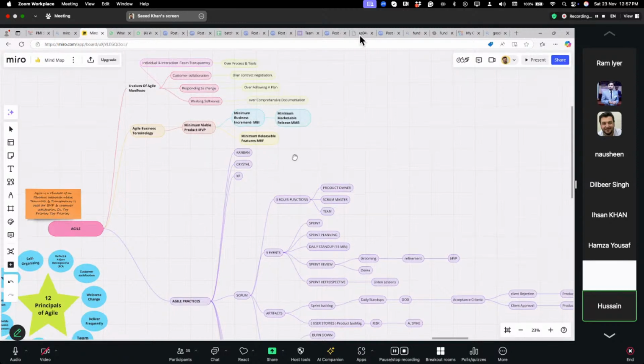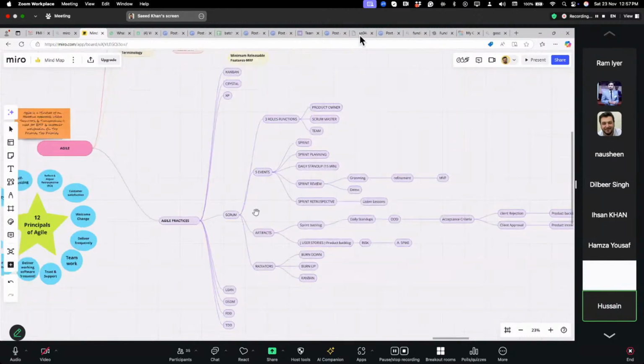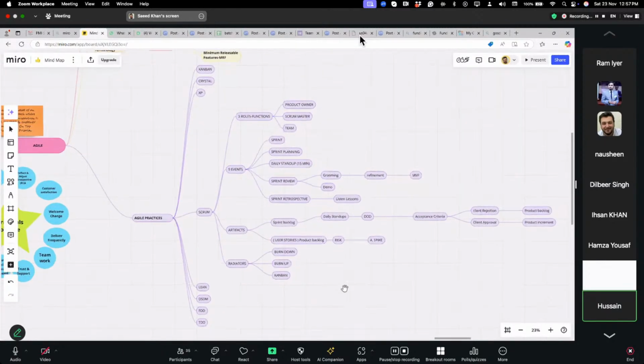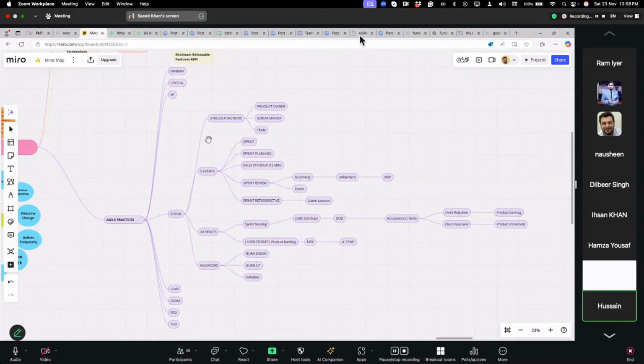Then going towards agile practices, we have around 8 agile practices: Kanban, Crystal, XP, Scrum, Lean, and DSDM. DSDM is dynamic systems development method. Then you have FDD, feature driven development, and TDD is test driven development. Scrum has 3 roles, 5 events, and 3 artifacts and information radiators.